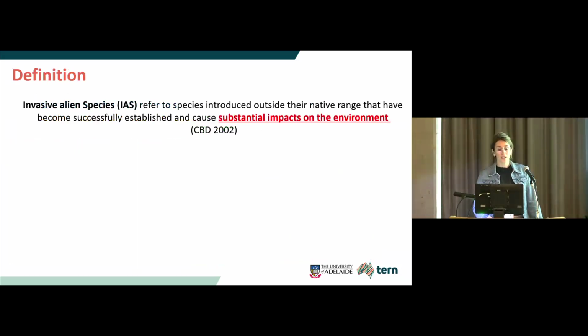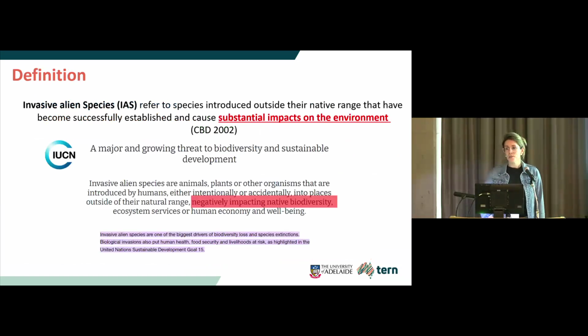So a definition: what is an invasive alien species? They're species introduced outside of their native range that have become successfully established and cause substantial impacts to the environment. Another definition, by the IUCN: invasive alien species are animals or plants or other organisms that are introduced by humans intentionally or accidentally outside of their native range, and they negatively impact native biodiversity.